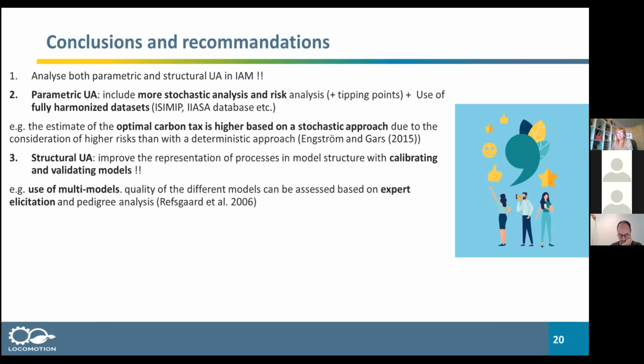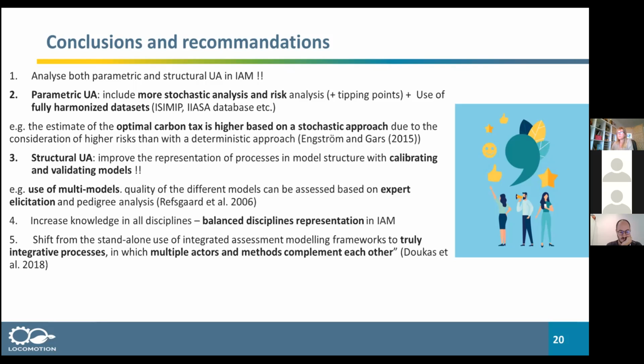Lately, we have seen the frequent use of multimodel assessment to increase the uncertainty analysis context. But we have also seen that the quality of different models can be assessed based on expert elicitation and pedigree analysis. So there are some methods for this. And the inclusion of stakeholders and experts to look at the models can be very useful, as we are doing in LOCOMOTION. Of course, in integrated assessment models, we should increase the knowledge in all disciplines and have a balanced representation of those disciplines in the models.